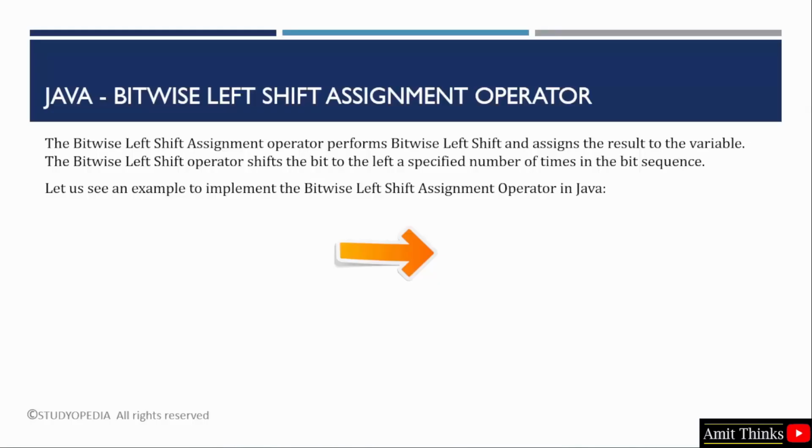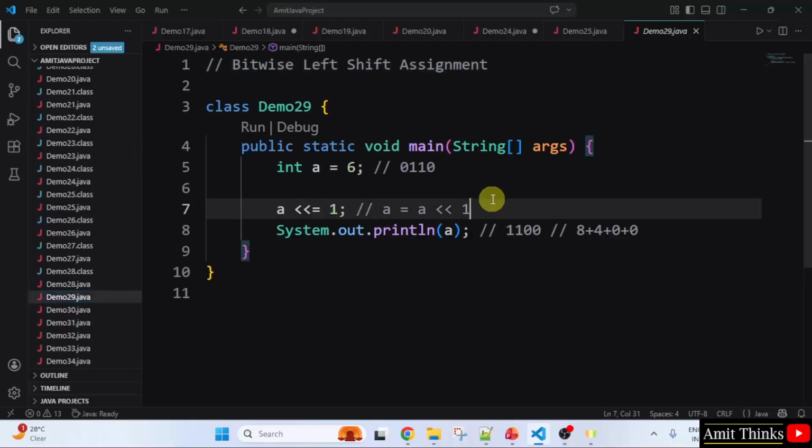Now we have the bitwise left shift assignment operator, in which the bitwise left shift will be performed and the result will be assigned to the variable. This operator will shift the bit to the left a specified number of times. So let us see an example of the bitwise left shift assignment operator. Here is the next example, bitwise left shift assignment. This will perform bitwise left shift and assign the result to the variable. As we know, the bitwise left shift operator shifts the bit to the left a specified number of times.